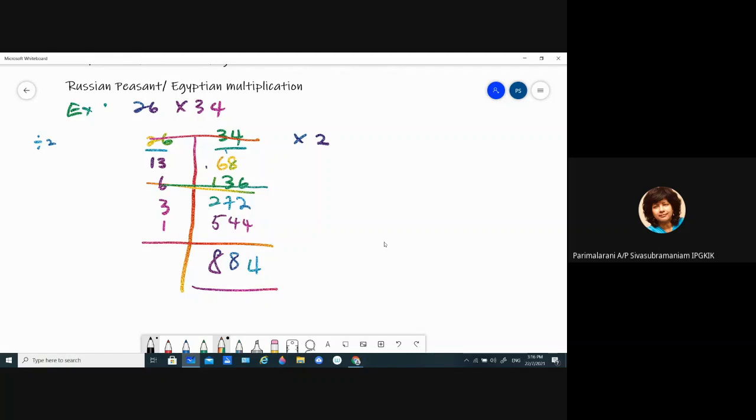Can I understand? So later, after this, you have to go and try out other examples until you understand. Anybody don't understand this? We write the numbers in 2 columns. Left-hand side, divide by 2 until you reach 1. Right-hand side, times by 2. And then cancel out the even numbers, and you add the remaining numbers, and you get your answer. Okay with this?